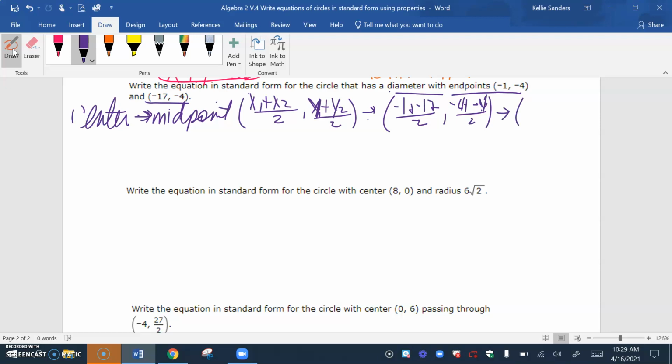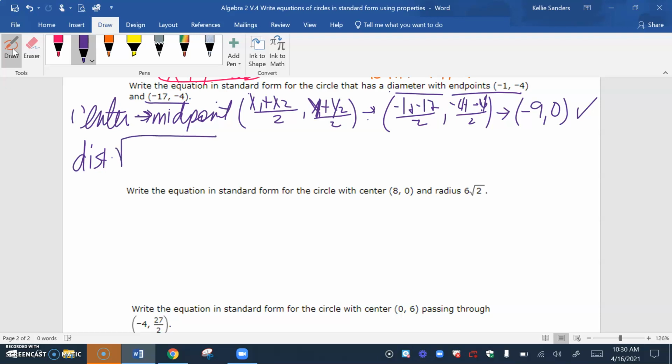-17 plus -1 is -18. -18 over 2 is -9. -4 plus -4 is -8... I mean, the y values give 0 over 2 is 0. So the midpoint of the diameter is at (-9, 0). If the midpoint of the diameter is at (-9, 0), then (-9, 0) is the center. Bam. Okay. Then we're going to find the distance, or how long the diameter is.